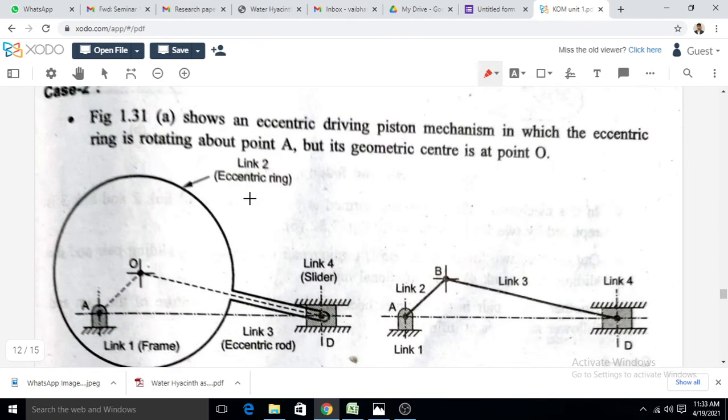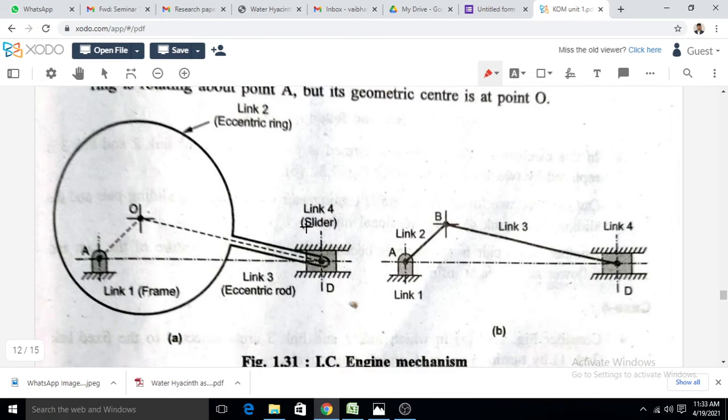Now we will consider case 2. Case 2 is called the IC engine mechanism. Consider that this is also a 4-bar mechanism. Link 1 is a frame, meaning the fixed link is called link number 1, so it is present here and here. This eccentric ring is link number 2, the eccentric rod is link number 3, and link 4 is a slider.